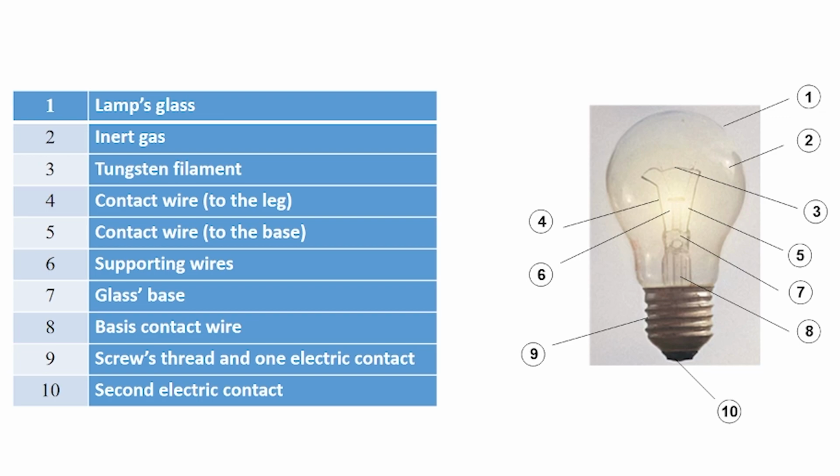Number 6 is the supporting wires. Number 7 is the glass base. Number 8 is the basic contact wire. Number 9 is a screw thread and one electric contact. Number 10 is the second electric contact.